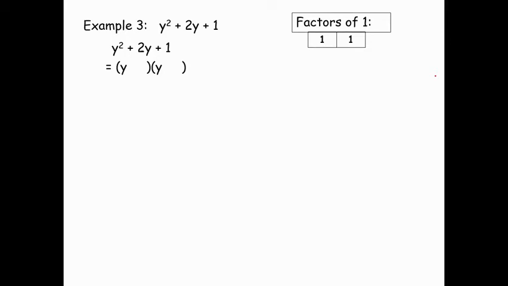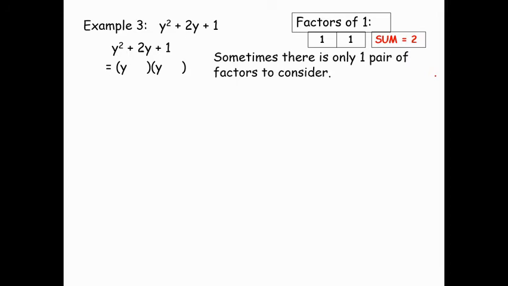Let's take a look at this example here. We have y squared plus 2y plus 1. So what are the factors of 1? Well, they're just 1 and 1, right? And they sum up to be 2. Sometimes there's only one pair of factors to consider. So in this case, we have y plus 1 and y plus 1.